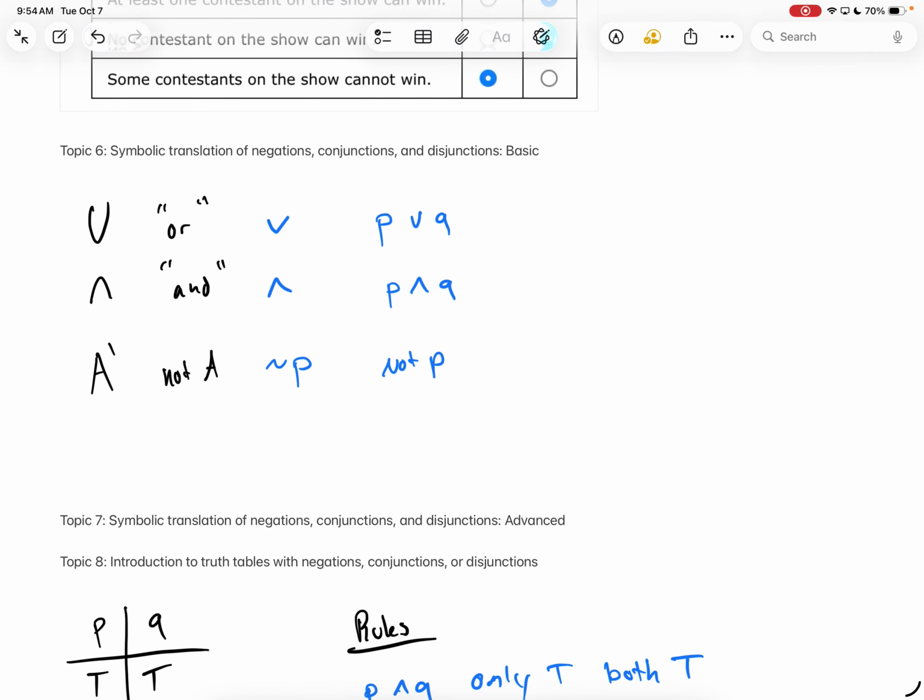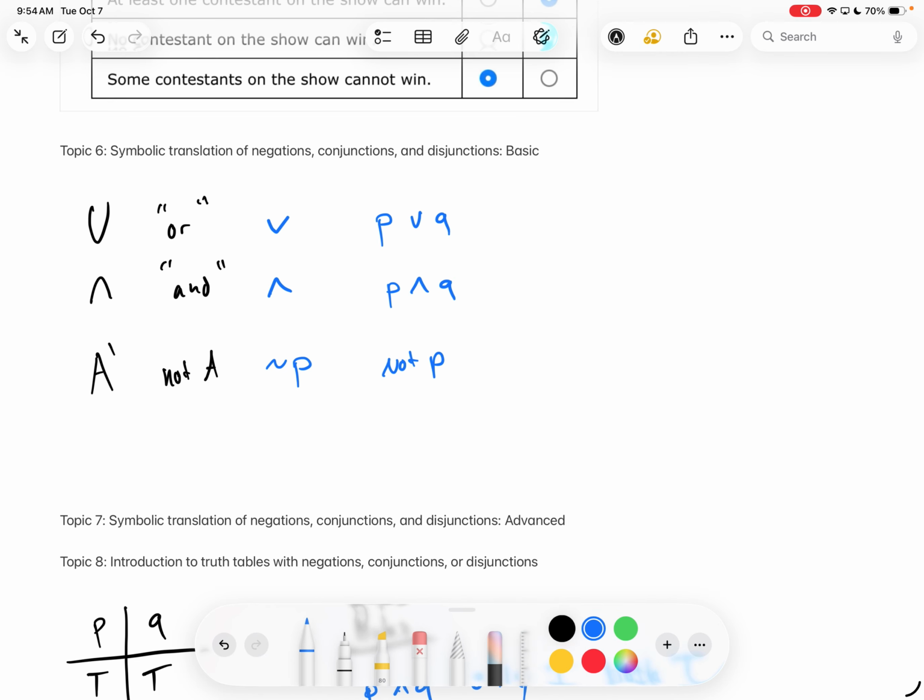In sets, we had the union and the intersection, right? The union was or. In logic, we use that V symbol right there in the blue, and it means the same thing. It would mean or. So if it's like an upside down V, it means or. In sets, you have the upside down U and it meant and. So here it's the upside down V symbol, like the up caret symbol. It is and. So just different symbols.